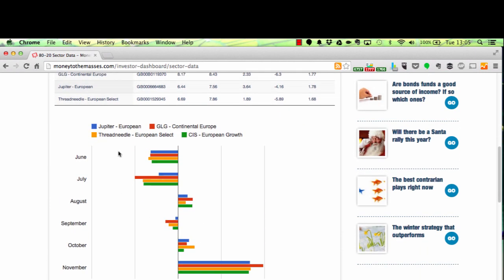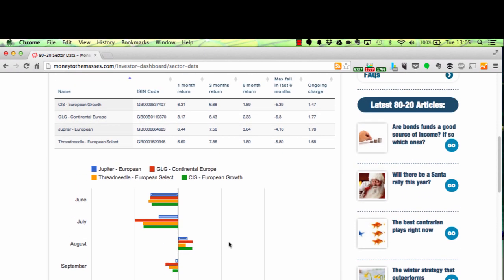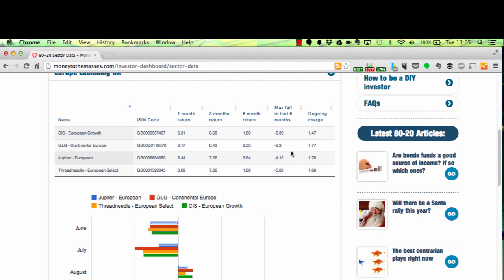I'd be sitting there looking at that and thinking, yeah, look, you can click on the particular fund and all the bars highlight. So I'd be looking at that, and if I was worried about the downside, I might be thinking Jupiter European is for me. But the one thing to point out is you can rank these columns up here by just clicking on them.